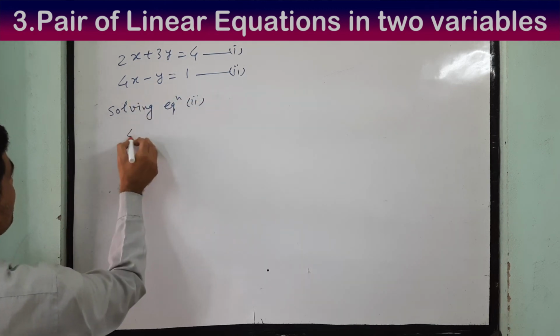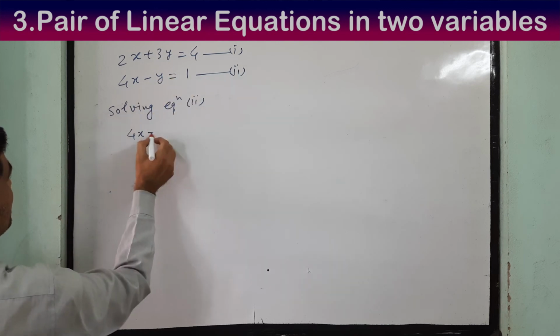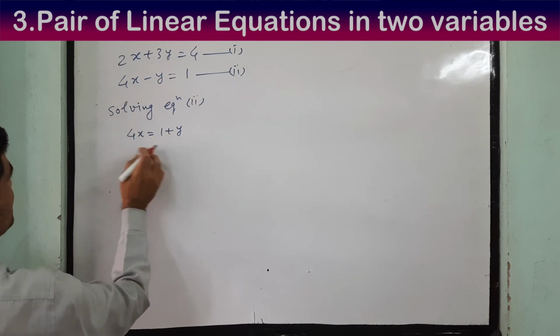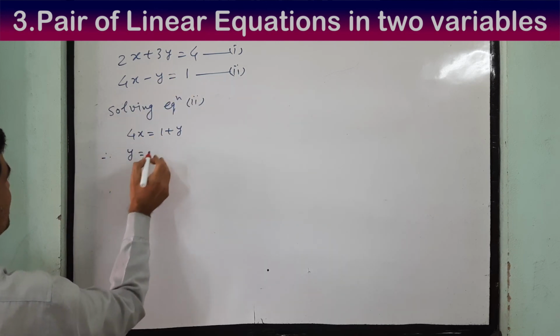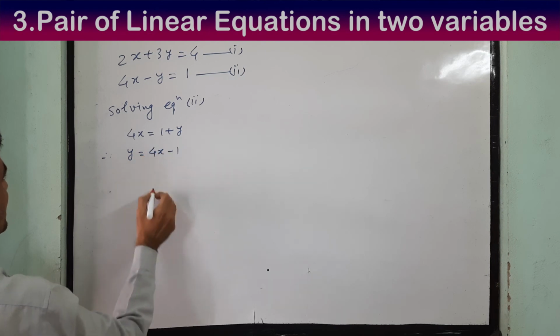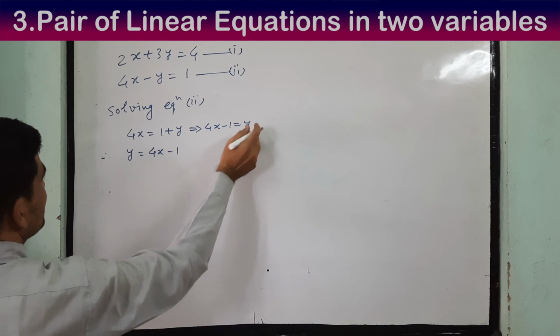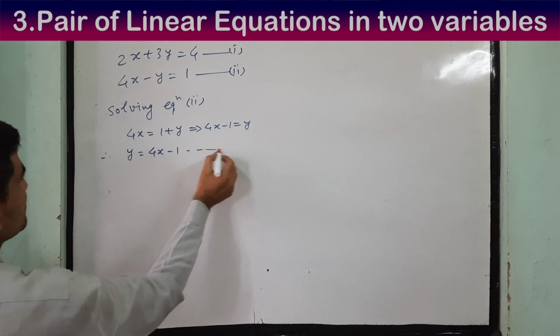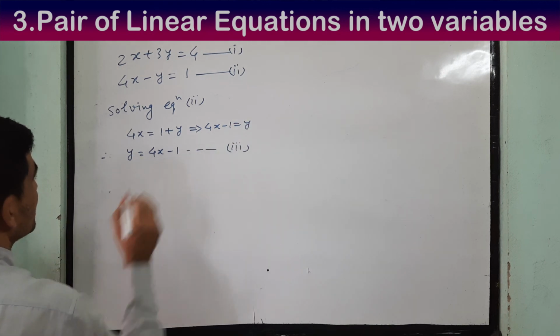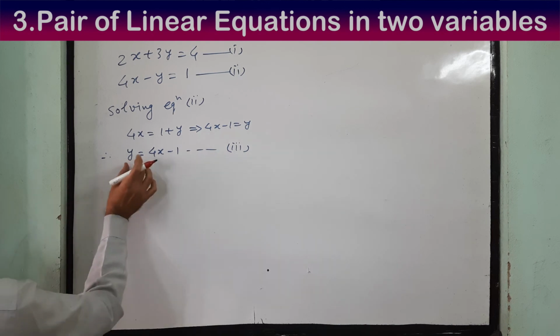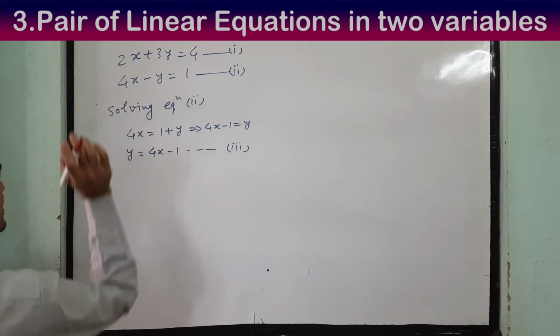Here, transfer y there and transfer 1 there. We get y is equal to 4x minus 1, that is 4x minus 1 equal to y. This we can write as y equal to 4x minus 1. This you can call equation number 3. Then the next step, substituting this value in the next equation.